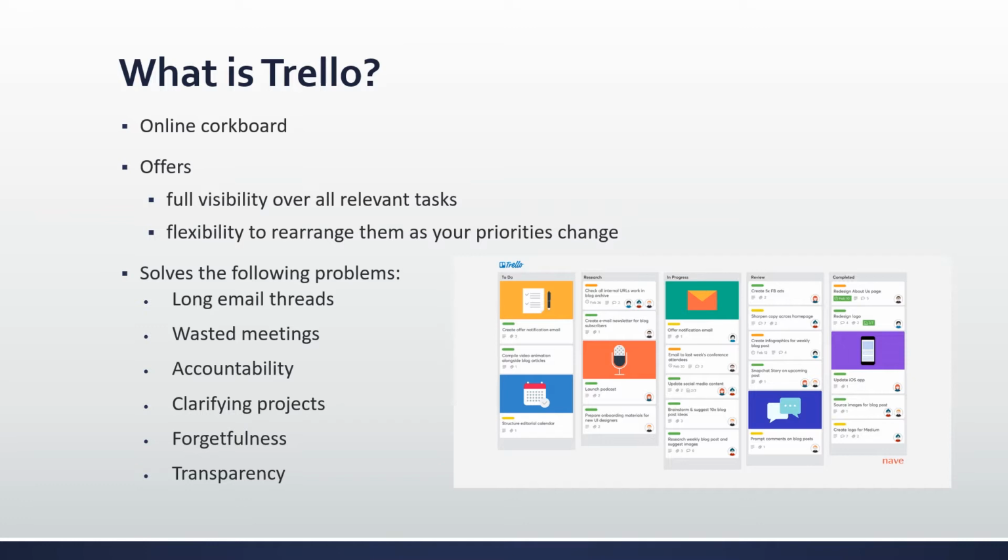If you're equipped with a Trello board, you can create order in your work by organizing it into lists of cards. And then you can quickly adapt it to new circumstances by rearranging them, which is exactly why it's so great for project management. Trello solves the problems of long email threads, wasted meetings, accountability, clarifying projects, forgetfulness, and transparency.